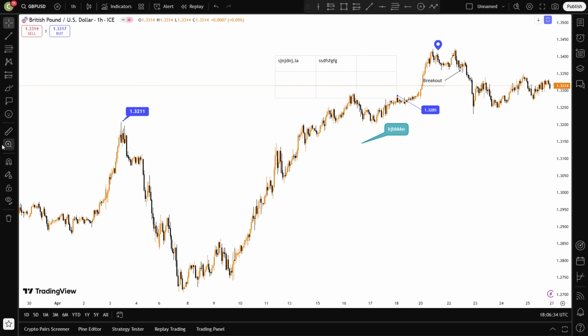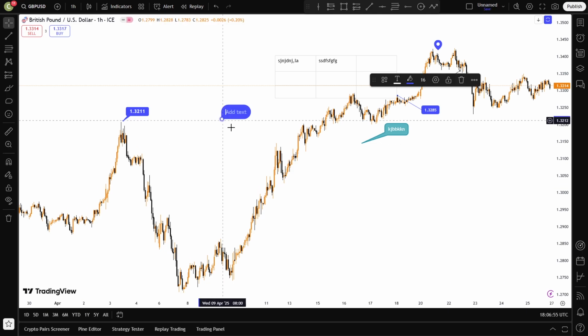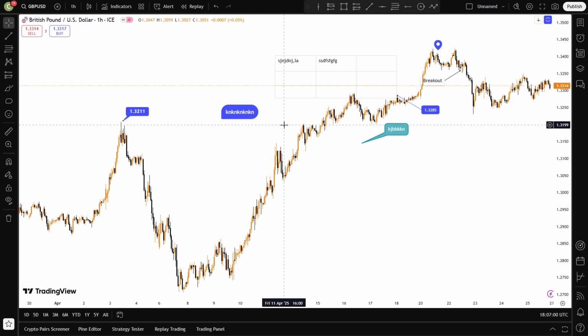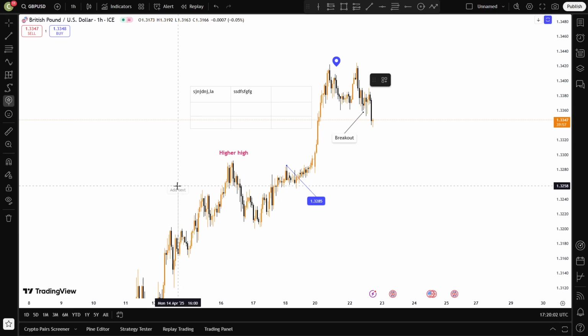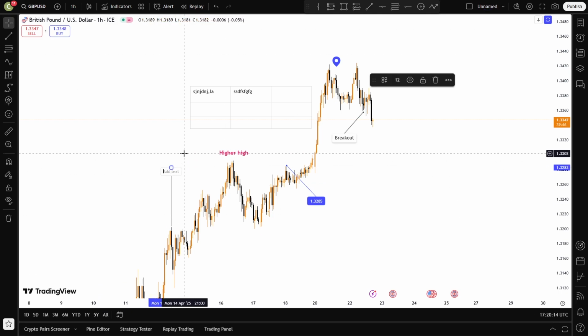The next one after the price label is the comment. So the comment is a tool used to add a simple text box anywhere on the chart without a pointer. And that's the comment. And the next one is the signpost. So the signpost is a text box with a flag style tail pointing to a candle or a zone. So you can just point here, and right after clicking you'll see that there's a tail that is pointing directly to the candle at that point, and it tells me to add text, so you can add any text at all.